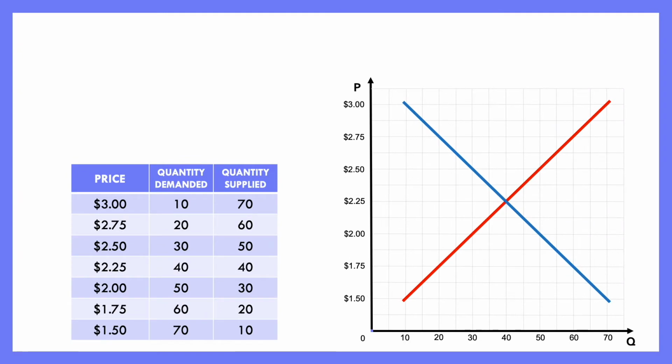So, what happens if we are at a point that is not our equilibrium, or that we're not at a point where the quantity demanded is equal to the quantity supplied? I want to talk about the two different cases where that might happen.